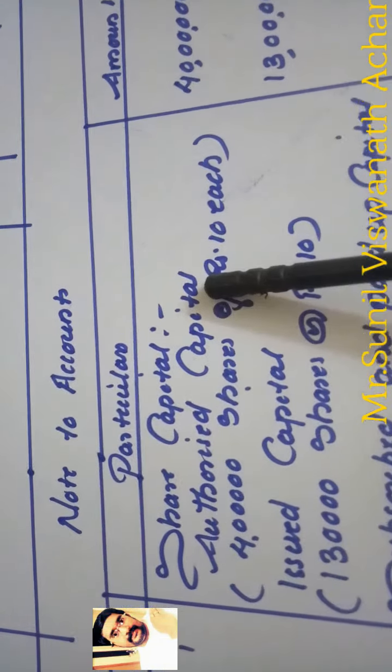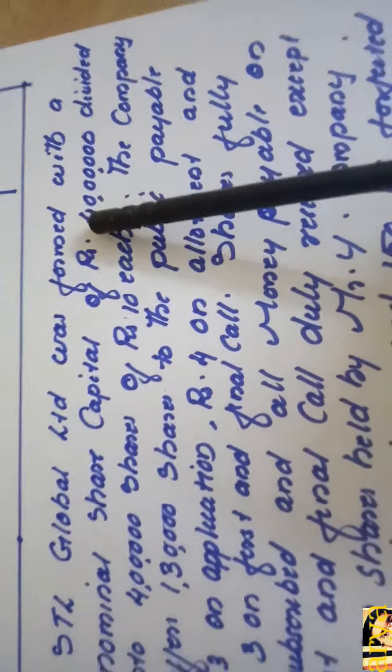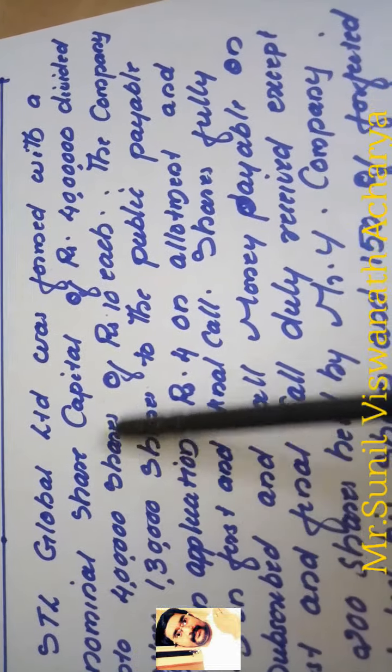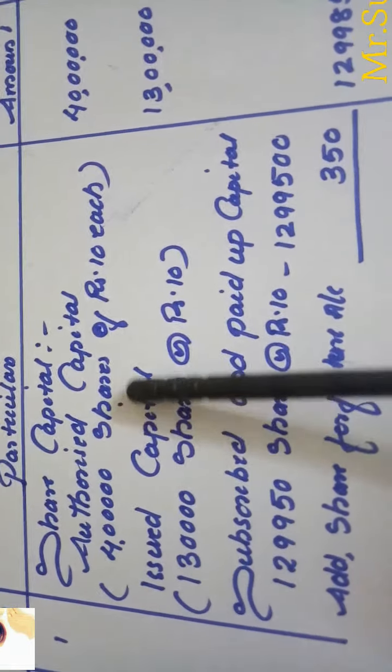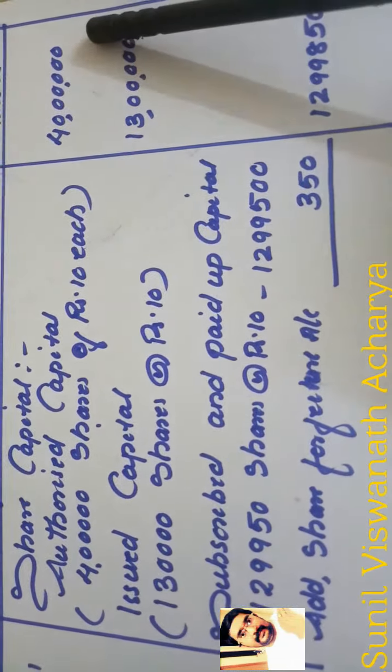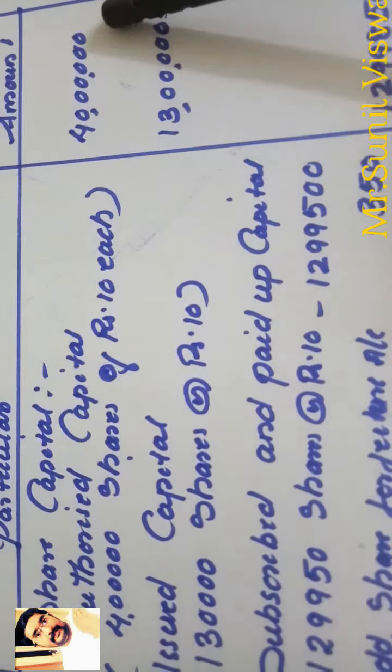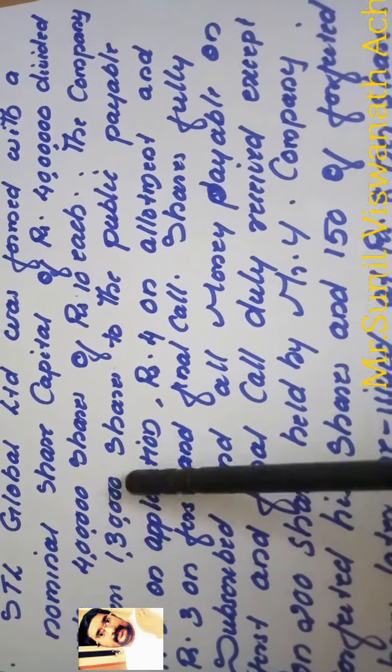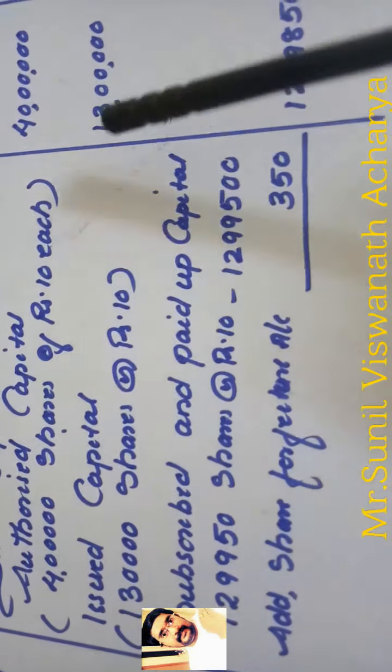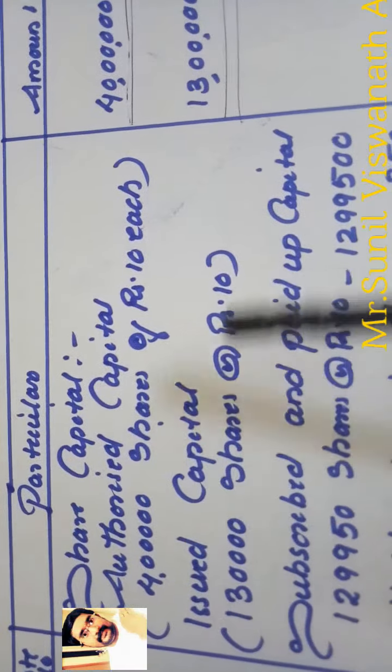So in share capital, first we will show authorized capital. In this question they have already given total authorized capital or nominal capital is 40 lakhs, divided into 4 lakh shares of rupees 10 each. So here for authorized capital we will write 4 lakh shares of rupees 10 each, total 40 lakhs. This we have to double underline. Then we have to show issued capital. In this question they say the company issued 1,30,000 shares to the public. So this is issued capital. Issued capital we will write 1,30,000 shares at the rate of rupees 10, total 30 lakh. This also we have to double underline. Don't forget to double underline here, here and here. So authorized capital we showed and double underlined, issued capital also we showed and double underlined.